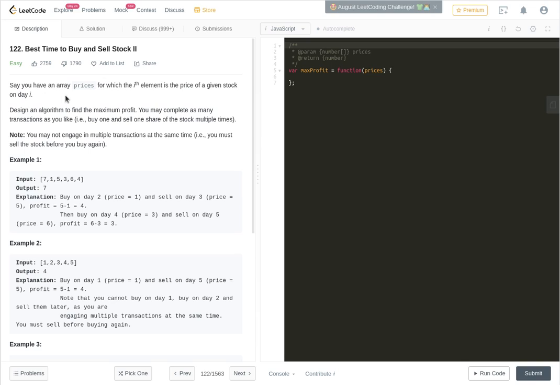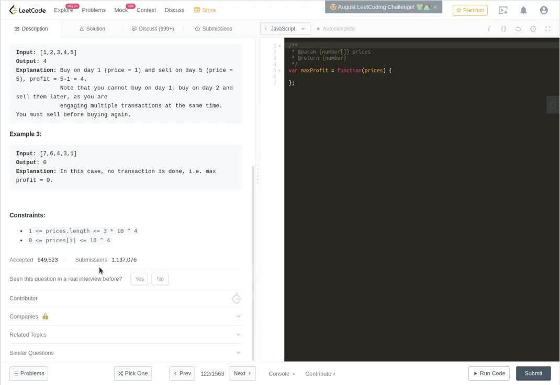So say you have an array prices for which the ith element is the price of a given stock on day i. Design an algorithm to find the maximum profit. You may complete as many transactions as you like: buy and sell one share of the stock multiple times. Note you may not engage in multiple transactions at the same time. You must sell the stock before you buy again, right? Makes sense. Okay, so right away, this sounds like a greedy algorithm.